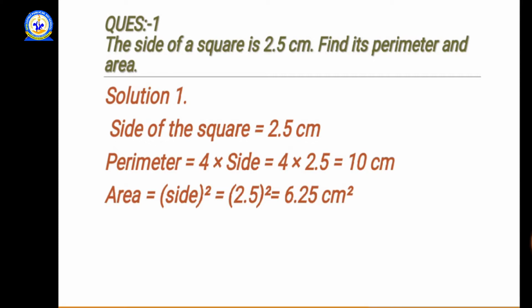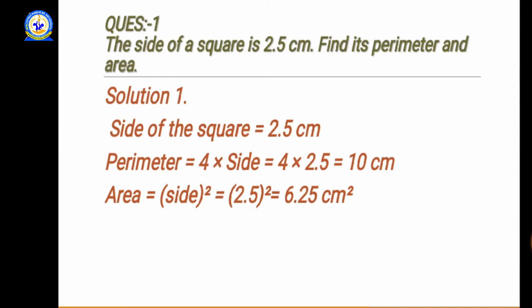Because perimeter is the boundary of any figure, and in a square all sides are equal. That's why the formula is 4 into side. That is equals to 4 into 2.5 centimeter, that is equals to 10 centimeter.